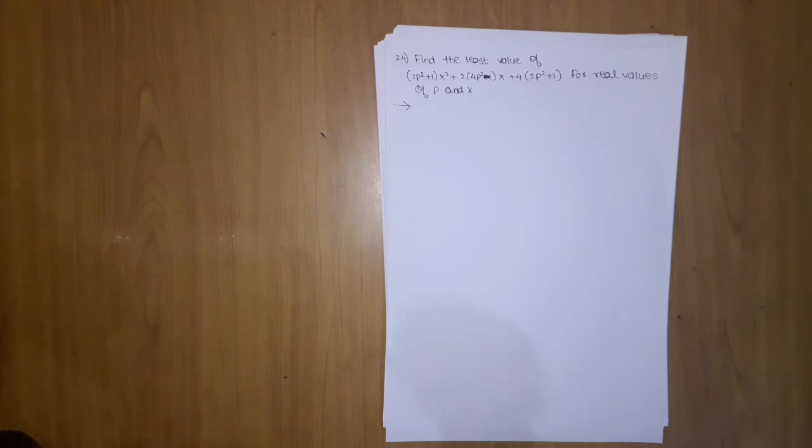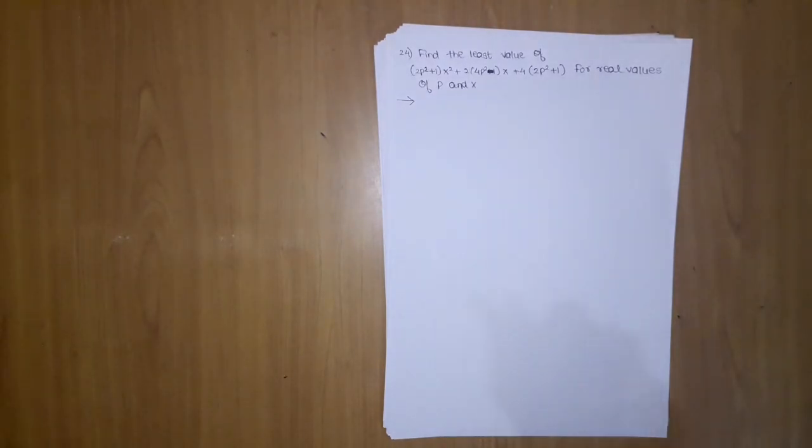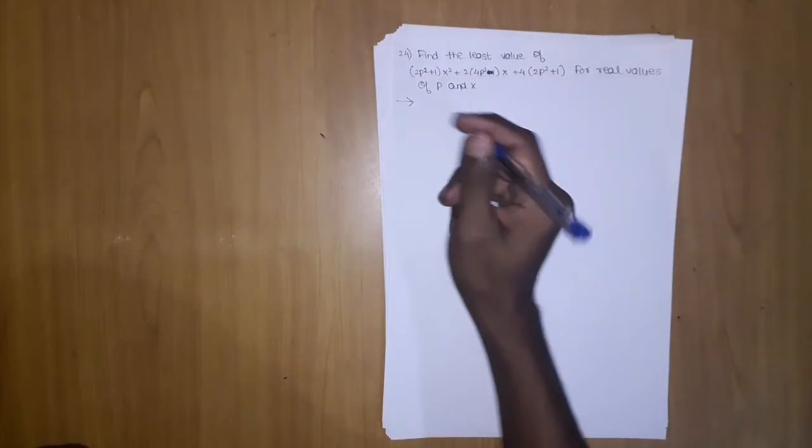which is telling find the least value of (2p square plus 1) into x square plus (4p square minus 1) into x plus 4 into (2p square plus 1) for real values of p and x. I think this question we have also done in single correct. Okay, how can we approach? First, find the least value, okay, and real values. I think we will use d greater than 0.